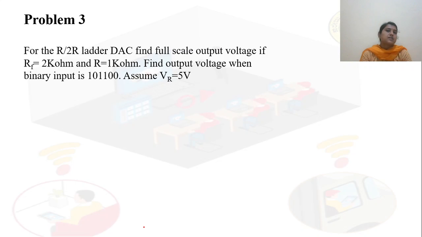We designed the output expression for Vout for the 4-bit R by 2R ladder type DAC. The same formula we have to use here. But in this problem, the point we have to observe is that the digital inputs applied for this DAC are 6 bits wide. So the formula has to be applied for 6 bits.